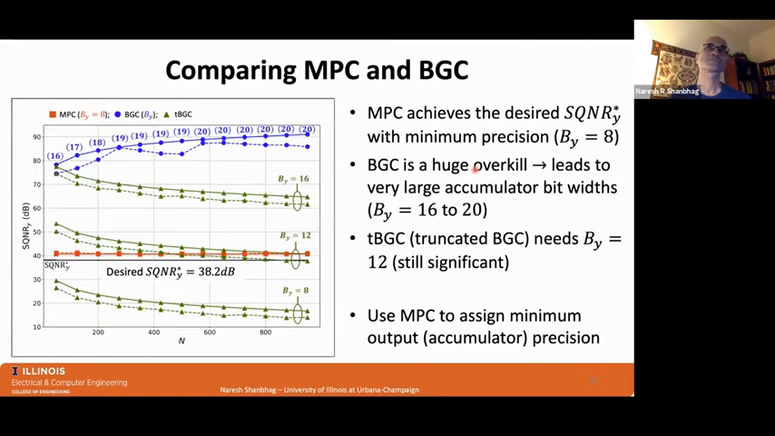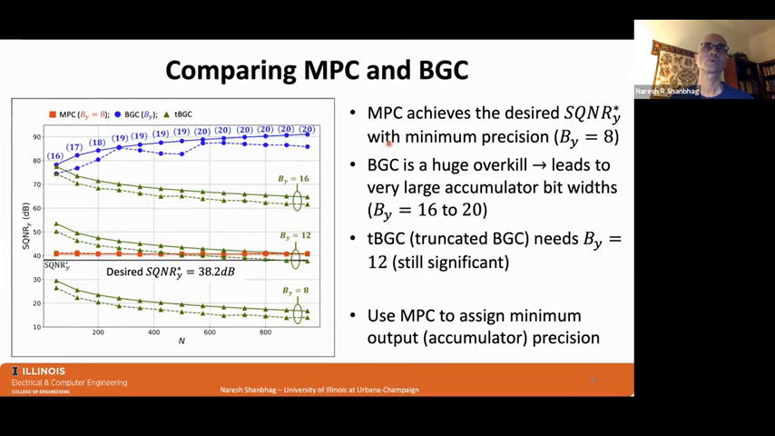Okay. So this just compares what happens when we use MPC and BGC. What do we end up with? The x-axis here is the dimensionality of the dot product. The precision of x and y, I believe, are set to about 5 bits each.